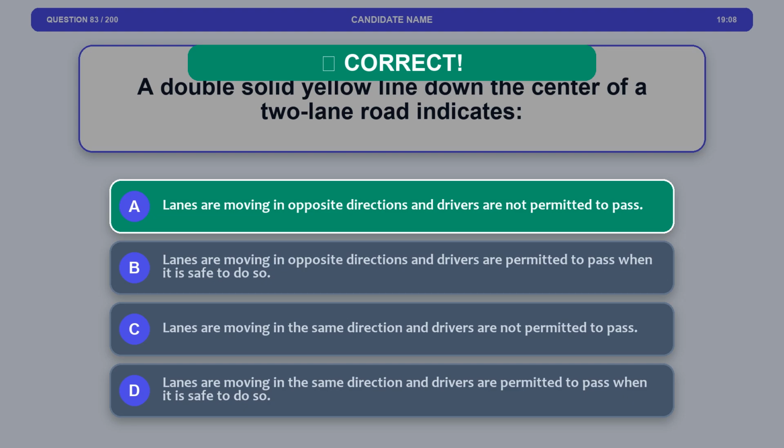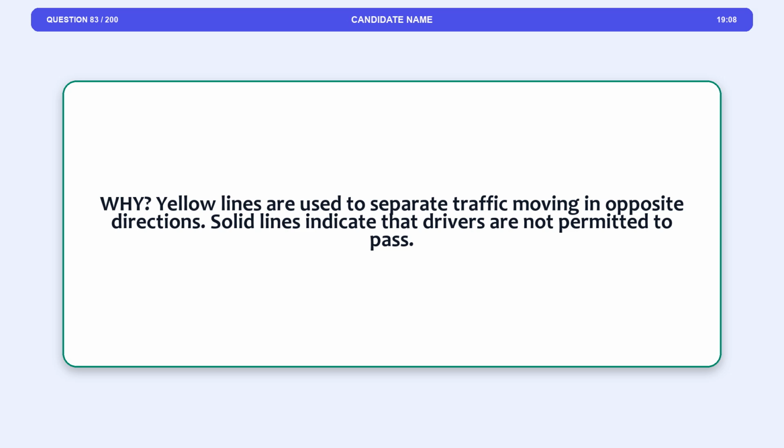The correct answer is option A, lanes are moving in opposite directions and drivers are not permitted to pass. Explanation: yellow lines are used to separate traffic moving in opposite directions. Solid lines indicate that drivers are not permitted to pass.